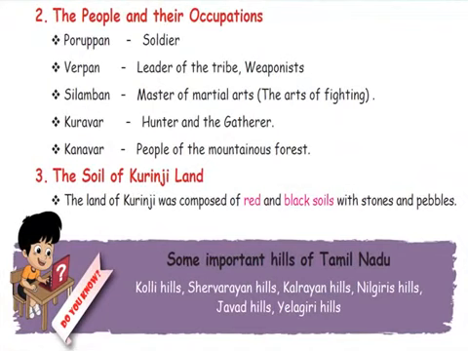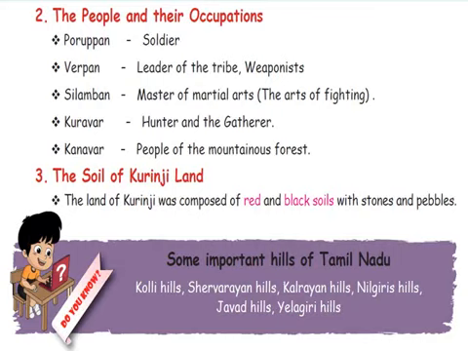Now we will see the people of Kurinji region and their occupation. You can find Poruppan, who is a soldier who used to fight in the war against enemies. Veerpan, who is a leader of the tribe. He is having weapons and he will fight with the weapons. The Silamban, he is a master of martial arts. Martial arts means the art of fighting. You would have heard of karate, kung fu, taekwondo.